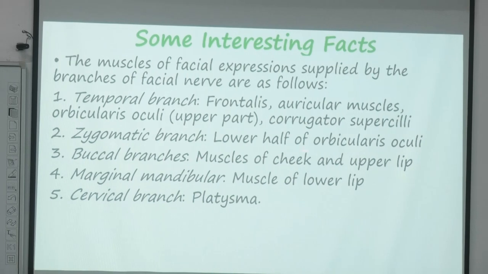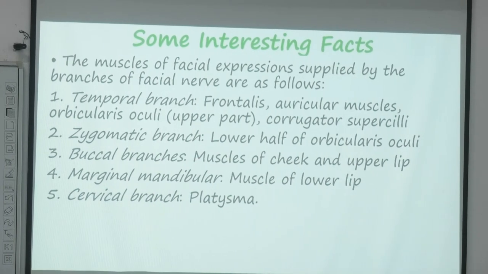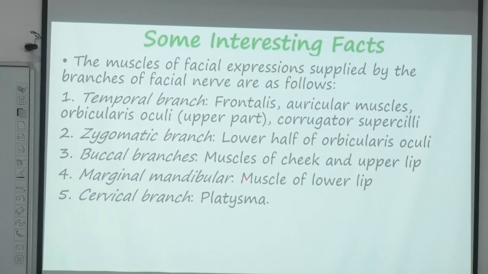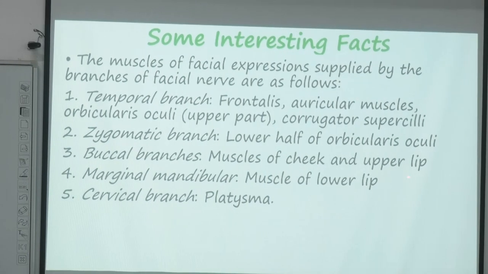Zygomatic branch will supply the lower half of orbicularis oculi. Buccal branches supply muscles of the cheek and upper lip. Marginal mandibular supplies muscles of the lower lip. Cervical branch supplies the platysma. Okay, next.